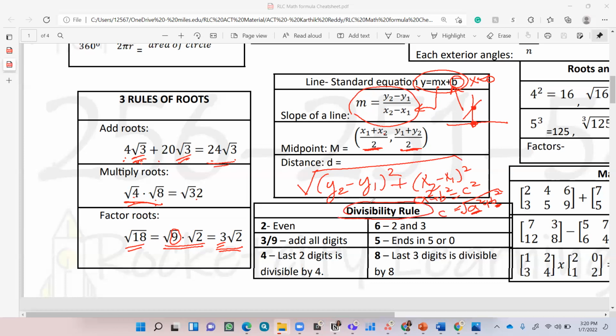Now the divisibility rules. For 2, the number is even, like any number ending with 0, 2, 4, 6, 8. To check whether it's divisible by 3 or 9, you add all of the digits, and that sum should be divisible by 3 or 9. For 4, the last 2 digits should be divisible by 4. For 6, you need to check the 2 and the 3; it should work for both. For 5, it should end with a 5 or a 0. For 8, the last 3 digits should be divisible by 8.